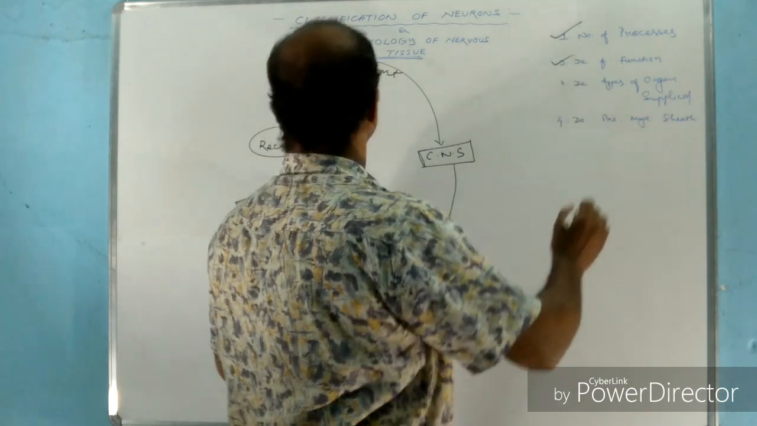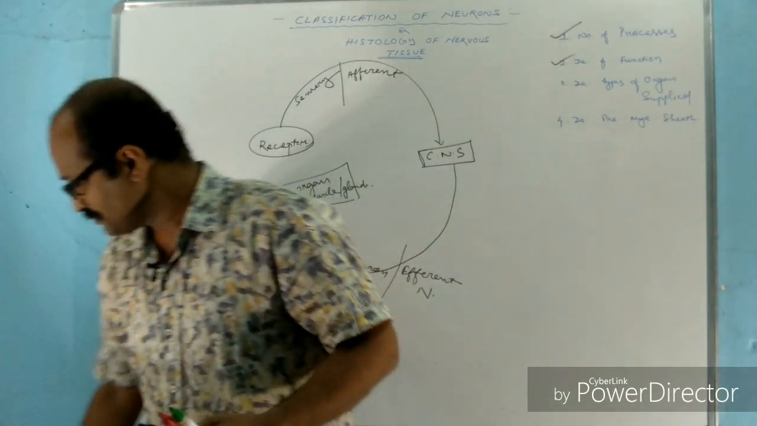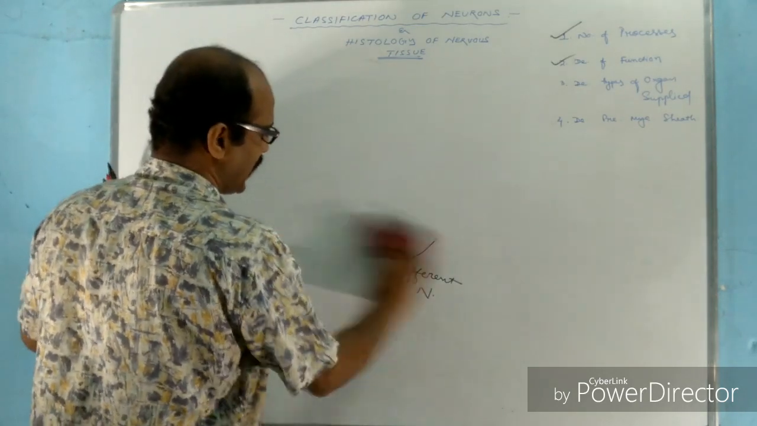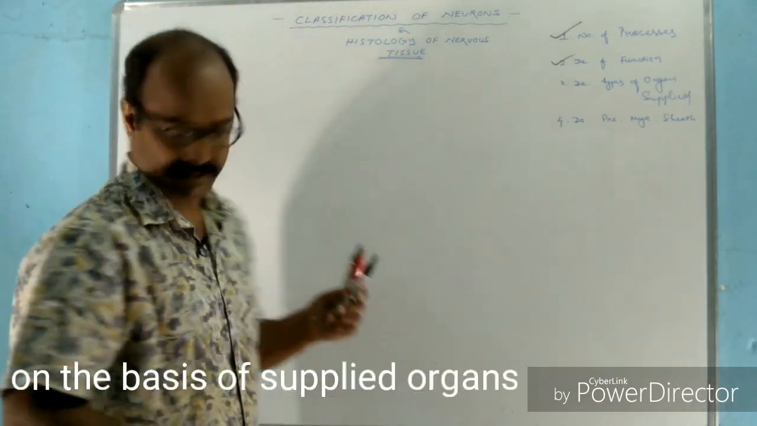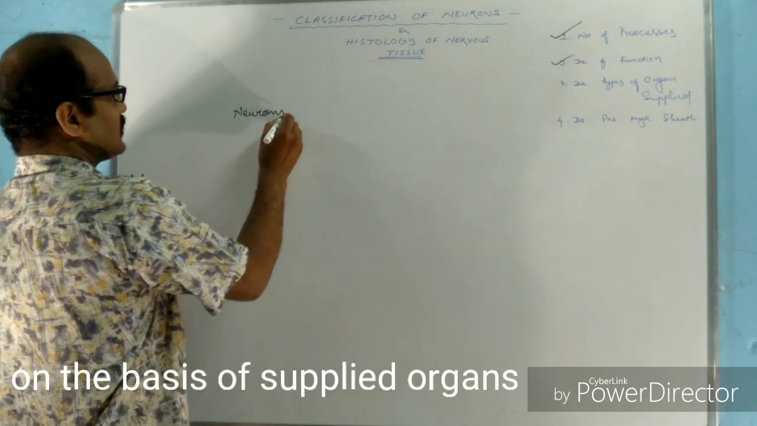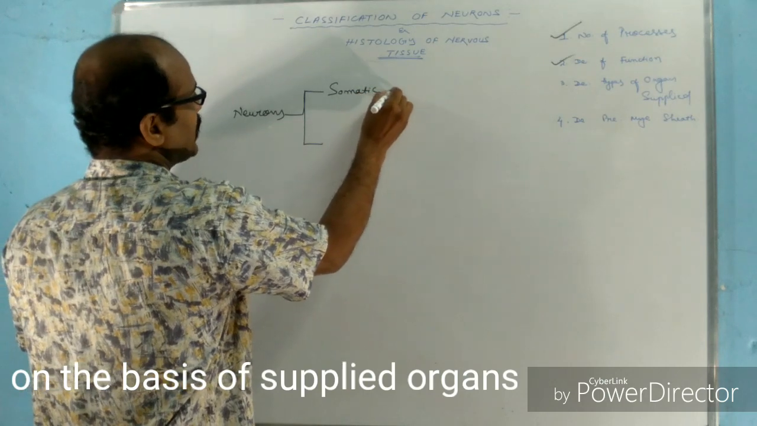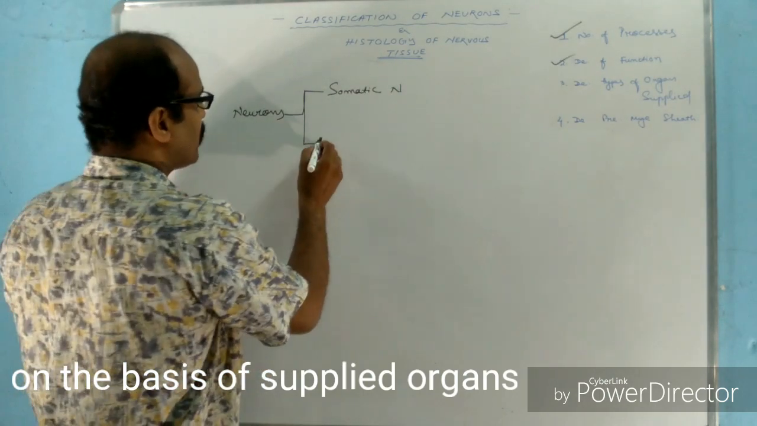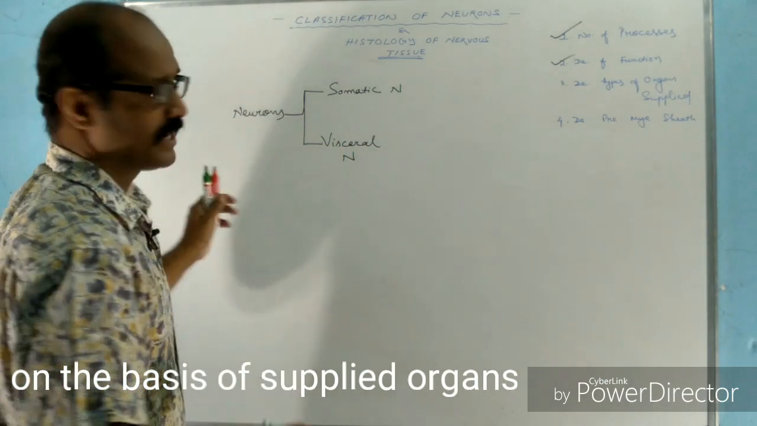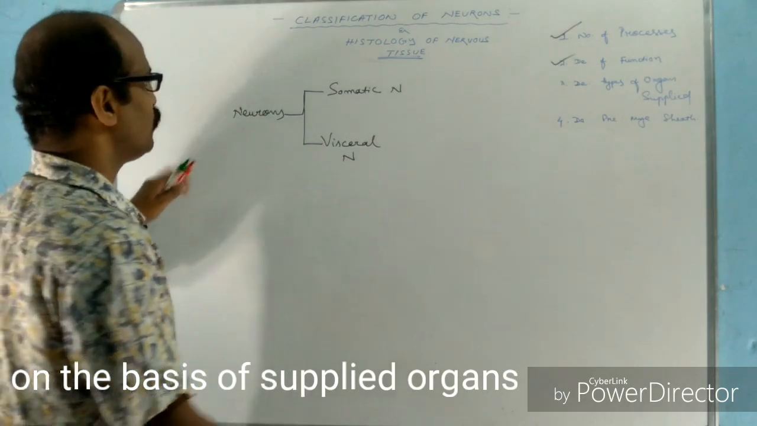Now come to another type of classification, depending on the types of organ where they are supplied. If the neurons are supplied to the somatic organs, these are known as somatic neurons. If the neurons are supplied to the visceral organs, alimentary canal related organs, these are known as visceral neurons.